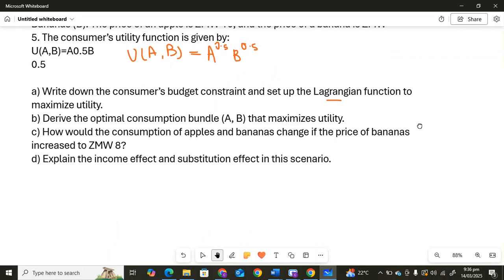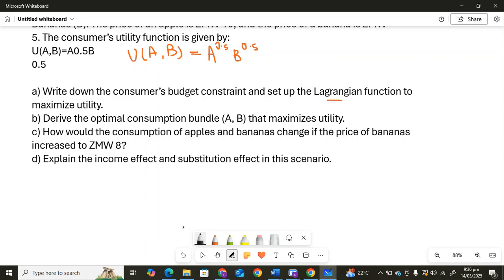Yes, so we have to form the budget constraint, the equation for the budget constraint. So remember, the equation for the budget constraint is Y equals the amount of good A multiplied by the price of good A, plus the amount of good B multiplied by the price of good B. Y represents your income. A represents the quantity of good A, which is apples in this case. B represents the quantity of good B. PA represents the price of apples. PB represents the price of bananas.